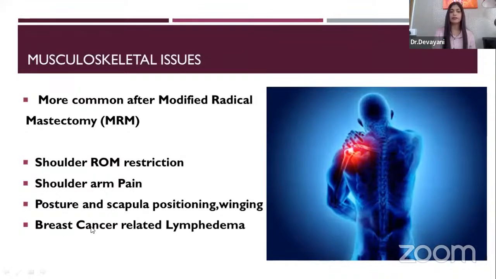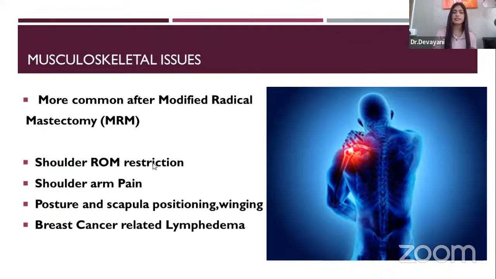Posture is very important. These ladies tend to bend to the side of the incision or adopt a little kyphotic posture. Long-term posture derangements will lead to other musculoskeletal issues. So posture awareness and posture training is very important right from the day of surgery. I would even suggest pre-operatively the patient should be educated for it. So obviously a pre-operative physiotherapy call for these patients is very, very important.